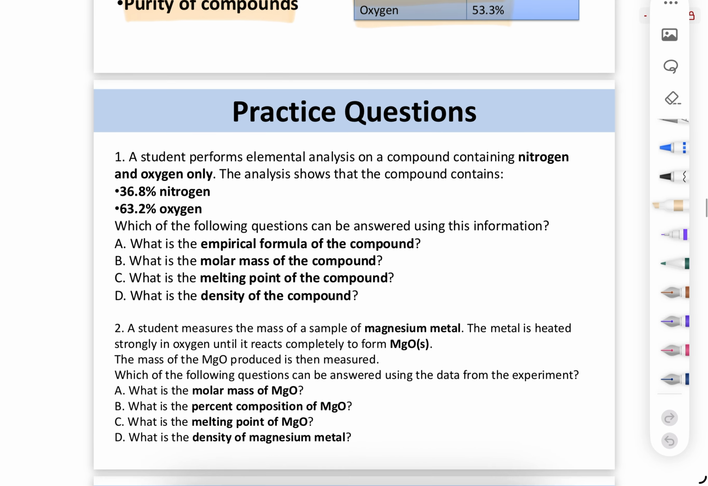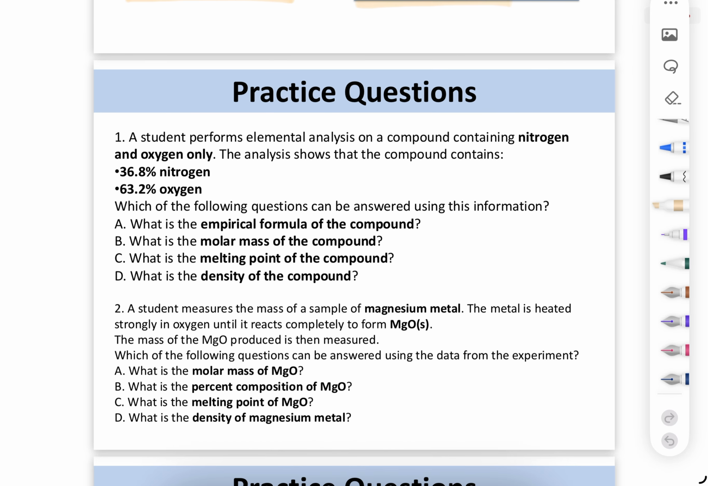Let's solve some questions. I want you to pause the video and do the questions by yourself and then come and check. All right, let's check. A student performs elemental analysis on a compound containing nitrogen and oxygen. I have made them bold, but you will not have them in bold; you have to find out the important information for yourself. The analysis shows the compound contains nitrogen and oxygen and the percentages are given. Which of the following questions can be answered using this information?